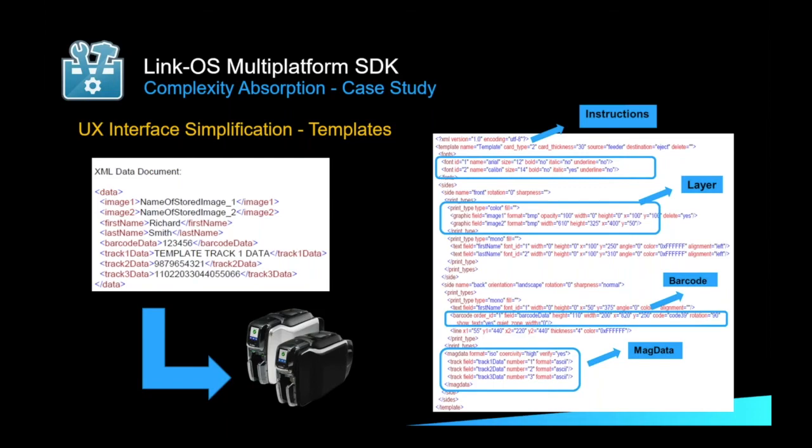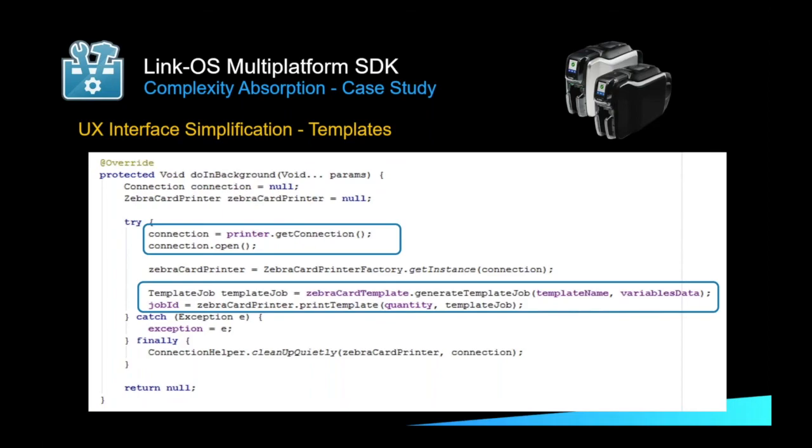And I'm basically going to move to this one here, just the UX interface simplification. We have done the same kind of thing. This is for card printers, and you basically create the connection the same way that I explained before. The connection is just an interface. It depends on what kind of communication you want to implement. And the Zebra card printer is basically the instance that you are creating. So after you create the connection, you open the connection, and you create the instance with Zebra Card Printer.